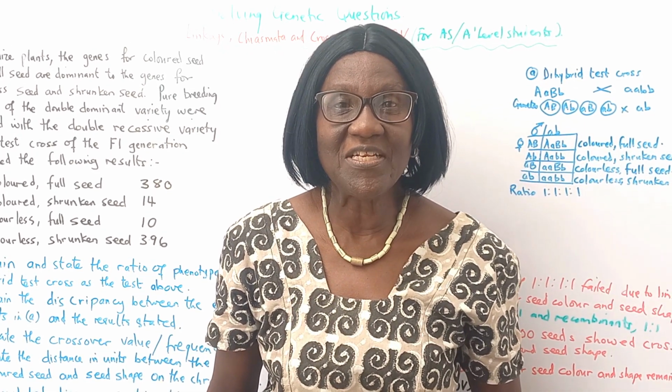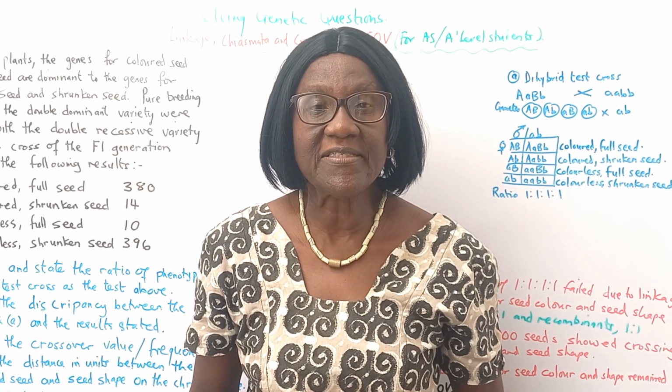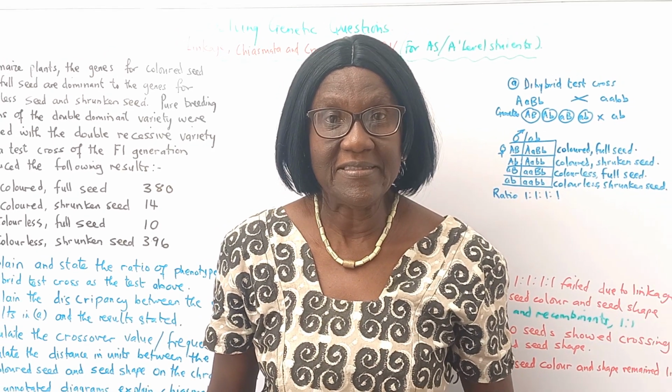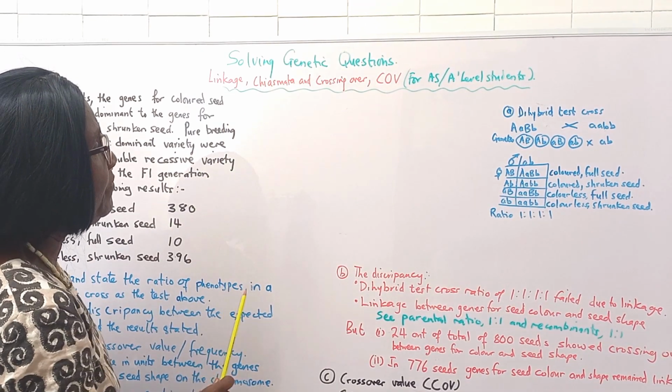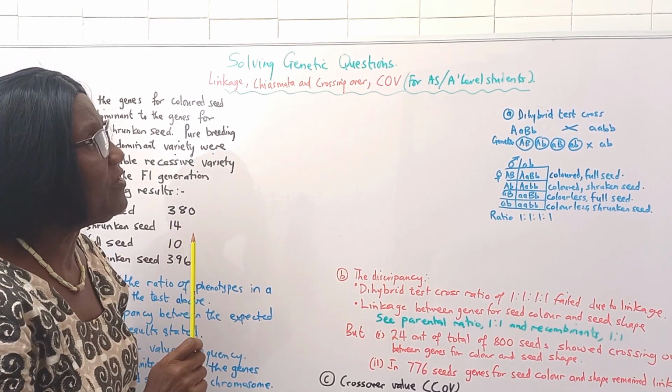Today we are solving genetic questions for AS or A-level students. Today the question is on linkage, chiasmata and crossing over, and looking for crossing over values.